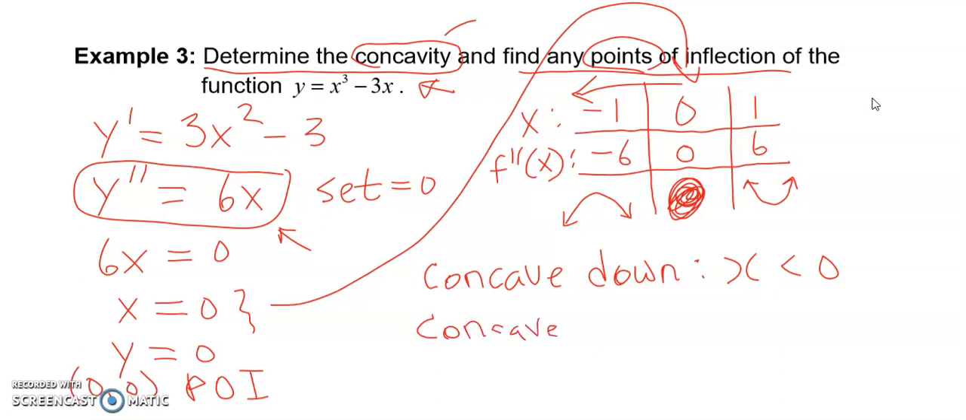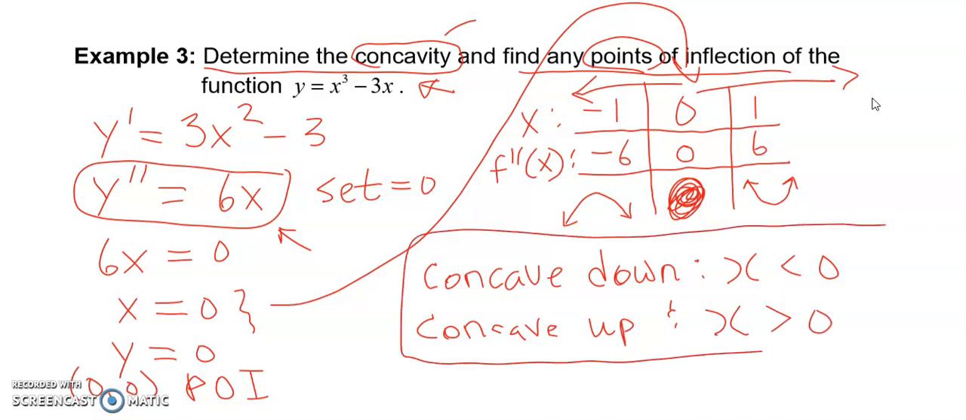Concave up. Well, that would be this piece of your curve, right? From 0 upward. So I would have to say x is greater than 0. And these two statements answer the question, determine the concavity. Under which intervals is it concave up and which intervals is it concave down? A table is required for use right there.